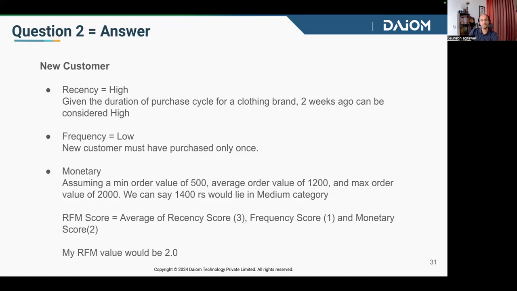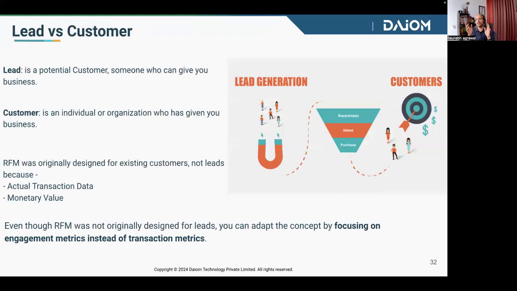Where first party data is limited, definitely we cannot use it much. Where the customer doesn't purchase frequently. So there is a key difference between leads and customers.